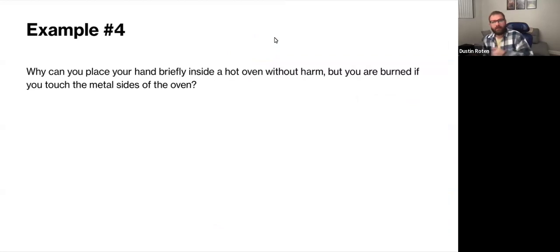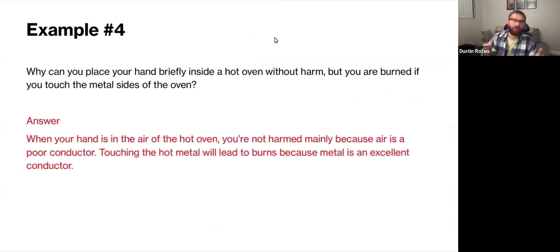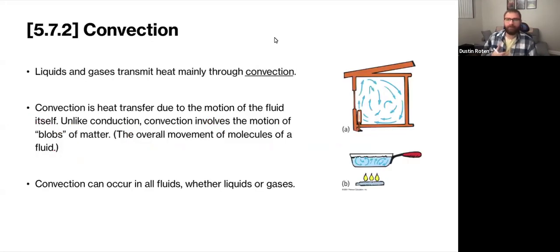Okay, let's think about this example. Why can you place your hand briefly inside a hot oven without harm, but you are burned if you touch the metal sides of the oven? Well, when your hand is just in the air, you're fine because air is a poor conductor. But if you touch the hot sides of the oven, it's going to be like an instant burn because the metal, not the air, is an excellent conductor. Right? So that's conduction, basically heat transfer by touching.